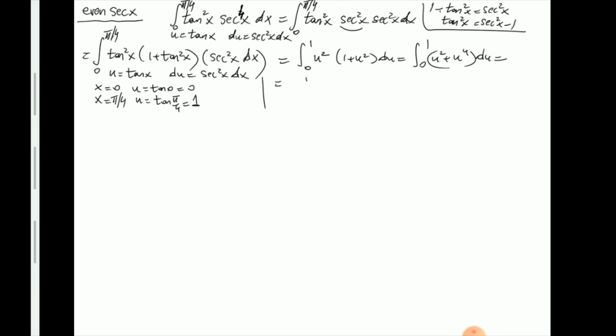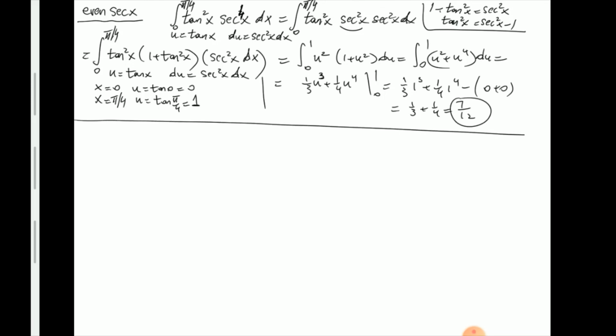All right, so now integrate 1/3 u third plus 1/4 u fourth between 0 and 1. Now because we changed the integration bounds, we don't need to go back to the original, to the tangent of x, right? So that's going to be 1/3 times 1 to the 3 plus 1/4 times 1 to the 4th, and then minus 0 plus 0, which is just 0. So that's 1/3 plus 1/4. That ends up being 7 over 12. Okay, so this works with strategy 1, right? Because the power of tangent is not odd, right?